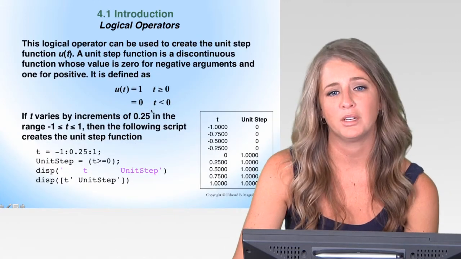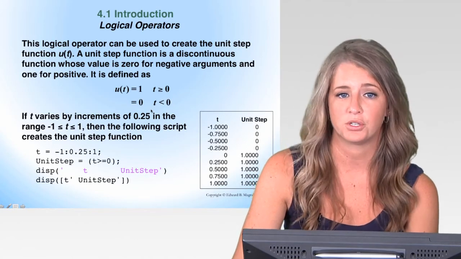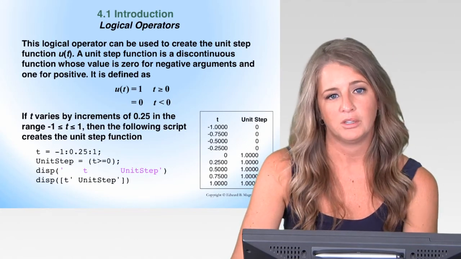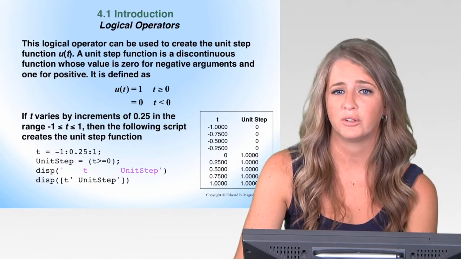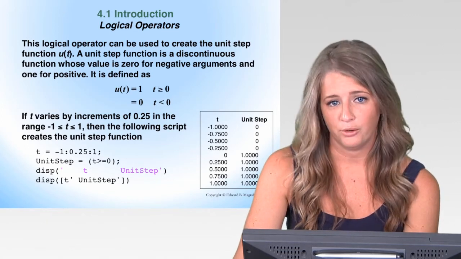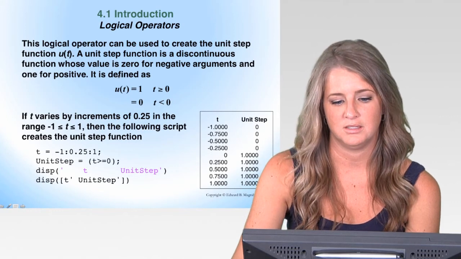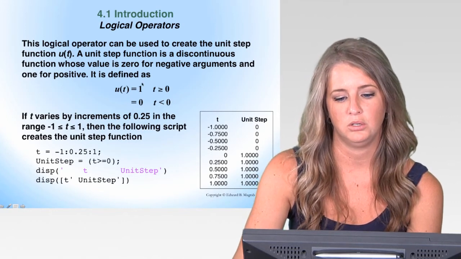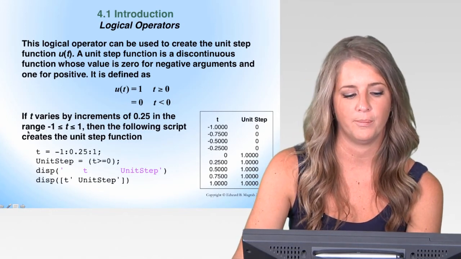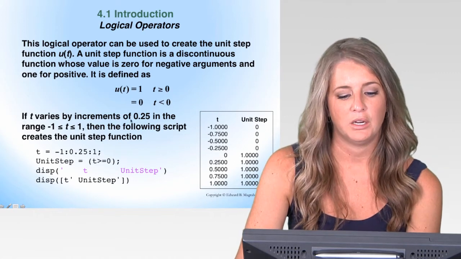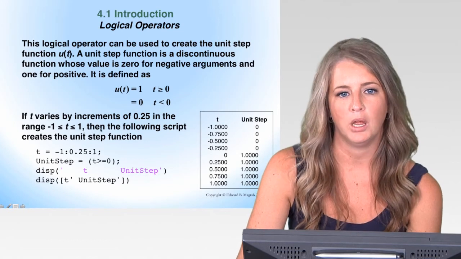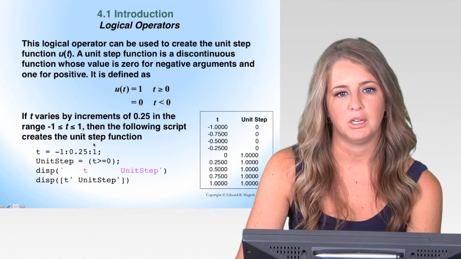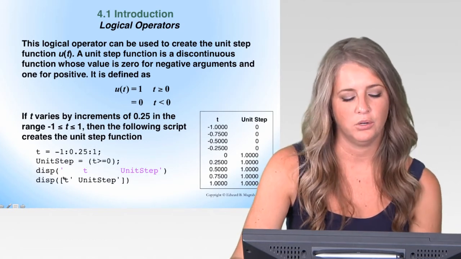This logical operator can be used to create the unit step function as well. If you're not familiar with it, a unit step function is just a discontinuous function whose value is 0 for negative arguments and 1 for positive arguments. So this is the general expression that we use to create the unit step function. If t varies by increments of 0.25 in the range from -1 to 1, then the following script can be created to create the unit step function.